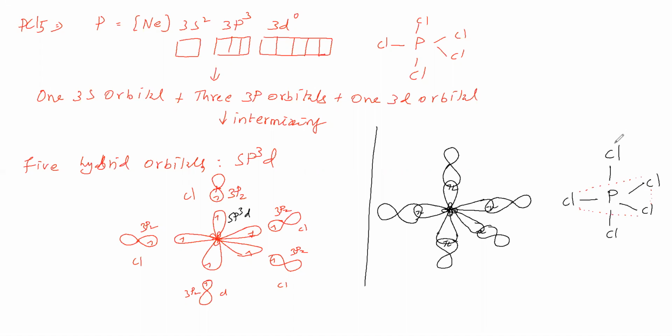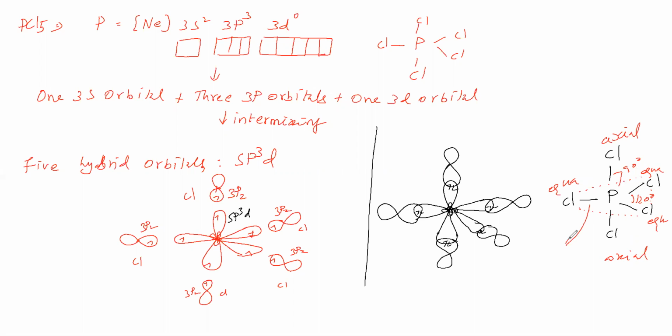This Cl is down, this Cl is up. This up Cl is called axial Cl. This down Cl is also axial. This one is equatorial, equatorial Cl we can say. Here what is the angle? 120 degree. Here what is the angle? 90 degree.